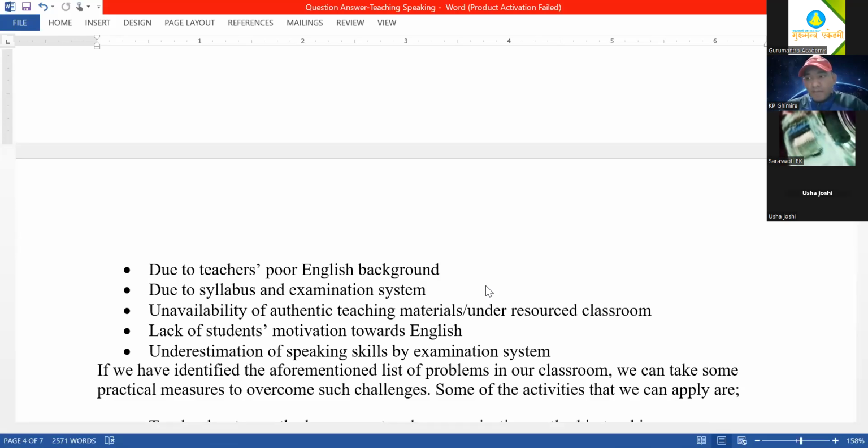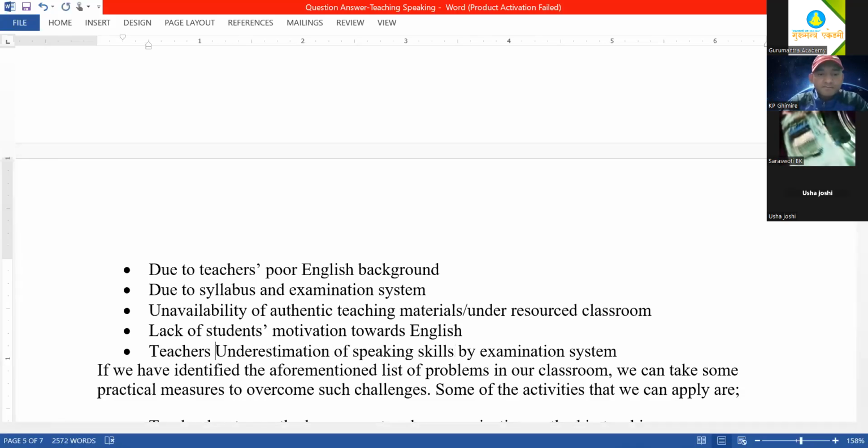Teachers should be the role model, but they are not using proper English. Due to the syllabus and examination system, whenever you are writing the problems, always write at three levels: individual level, practice level, and policy level. Unavailability of authentic teaching-learning materials, for example, this is the era of the 21st century, so we need to adopt different ICT-related tools and resource classrooms. Teachers are not provided with sufficient materials. Lack of students' motivation towards learning, that means the teacher does not employ communicative language teaching, which is not mentioned here. Teachers do not use communicative or learner-centered approaches.